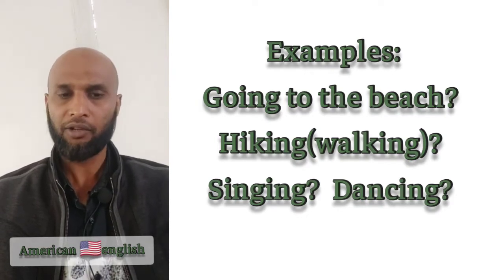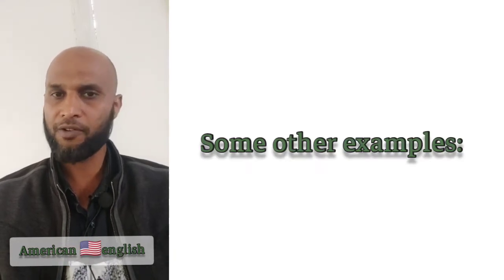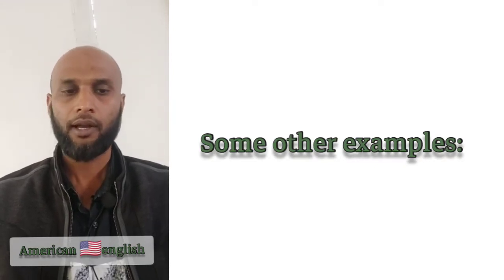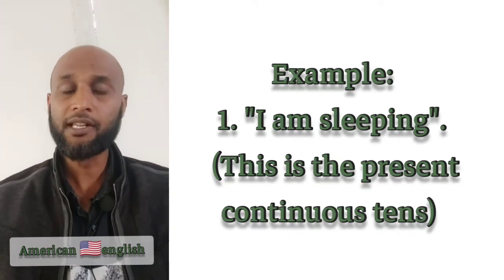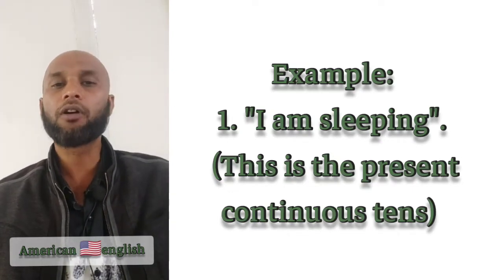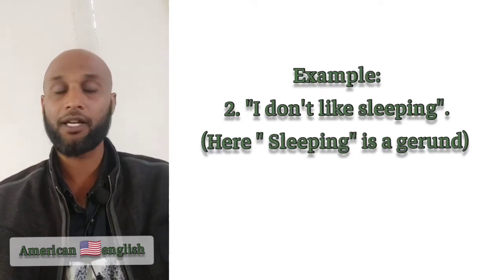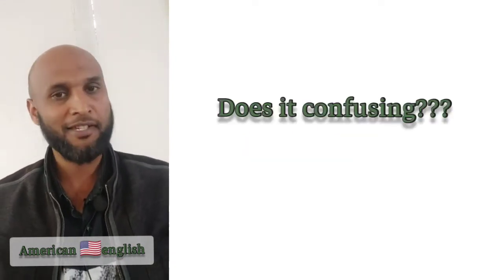I'll give you another example so that you can understand it better. I'm going to differentiate between the tense and the gerund. Example number 1: I am sleeping. This is the present continuous tense. Sleeping here is part of the verb. It is not a gerund. Now look at the other example. I don't like sleeping. This is present simple, but it contains a gerund. Is it confusing? Yes, it does.